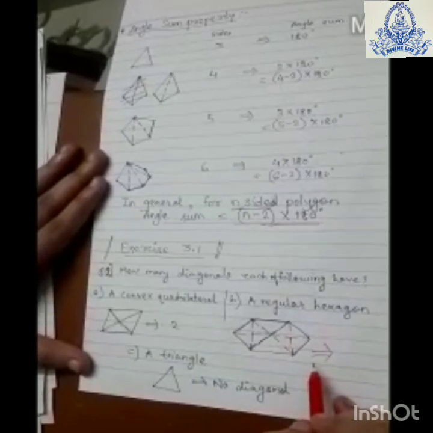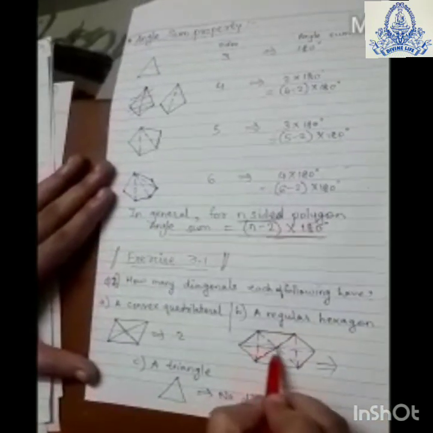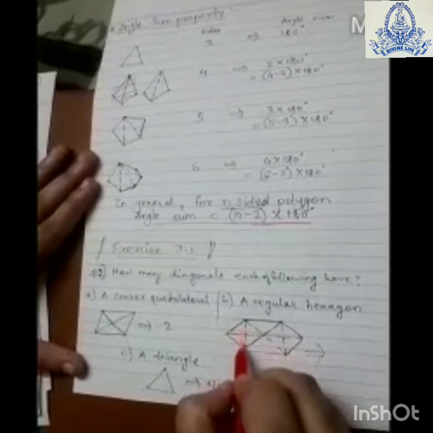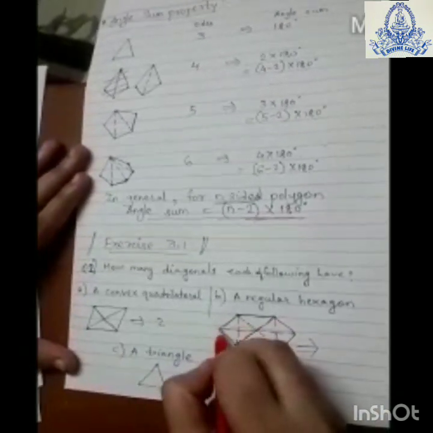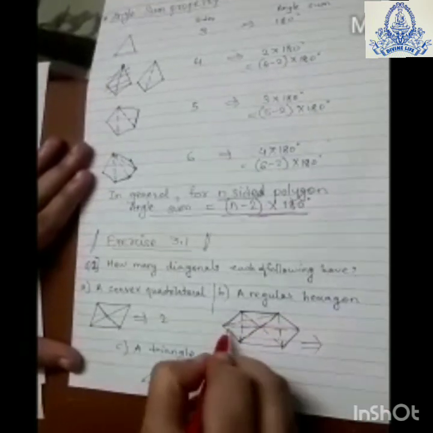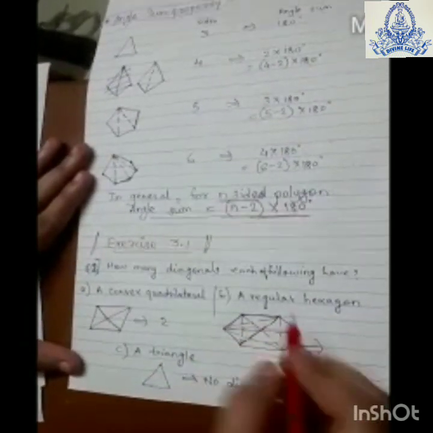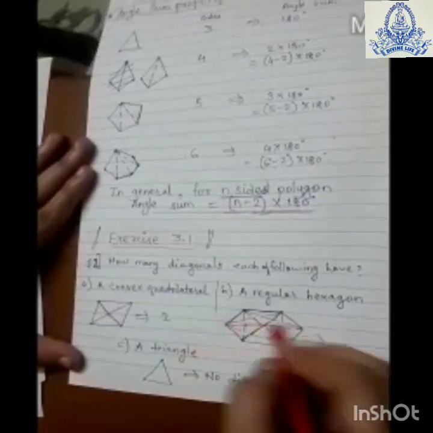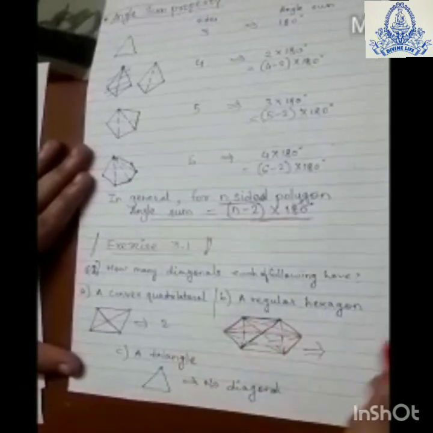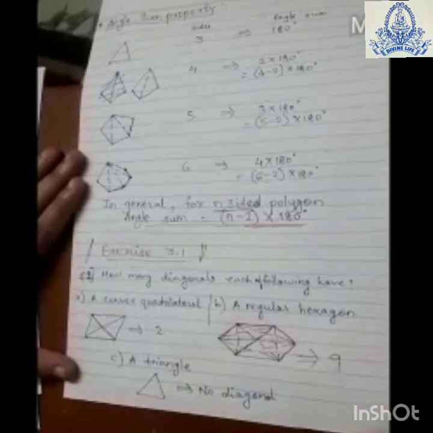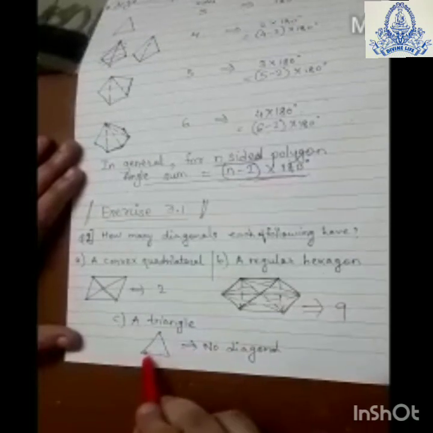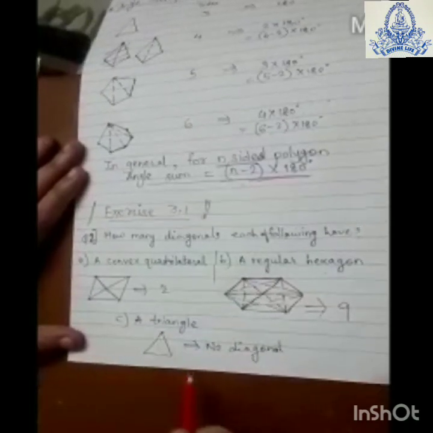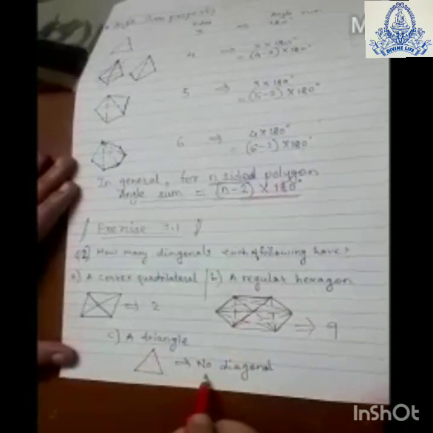Now see how many diagonals are there. See, this is 1, this is 2, this is 3, this is 4, this is 5, this is 6, this is 7, this is 8 and this is 9. So a total of 9 diagonals are there in a regular hexagon. Now what about a triangle? In a triangle no diagonal is there. Okay, now see the next question.